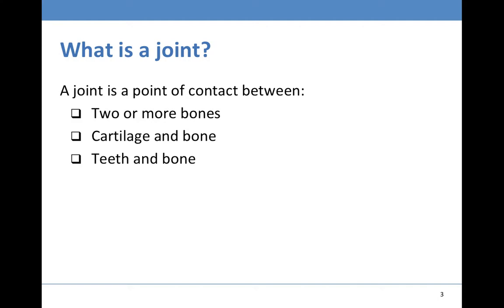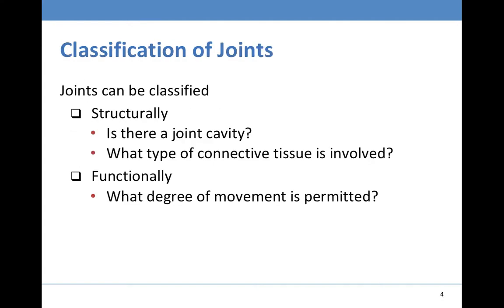When we study joints scientifically, it is called arthrology. And then when we study the motion we can create, it's called kinesiology. Classifying our joints can be done structurally or functionally. When we classify the joints structurally, it's going to be based on the presence or the absence of a synovial or joint cavity, and it's also going to be based on the type of connecting tissue or connective tissue involved.